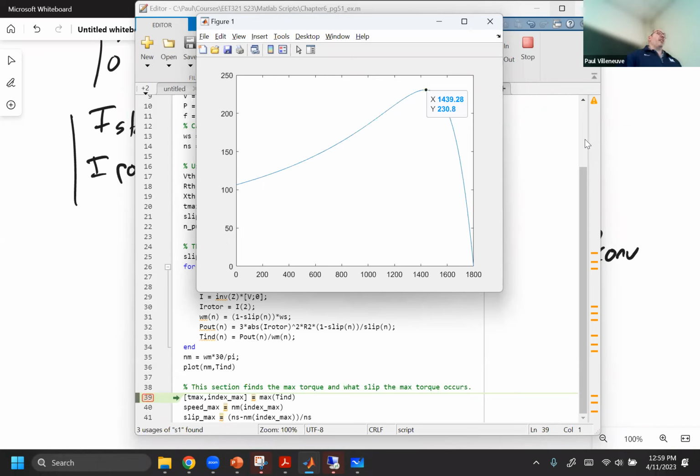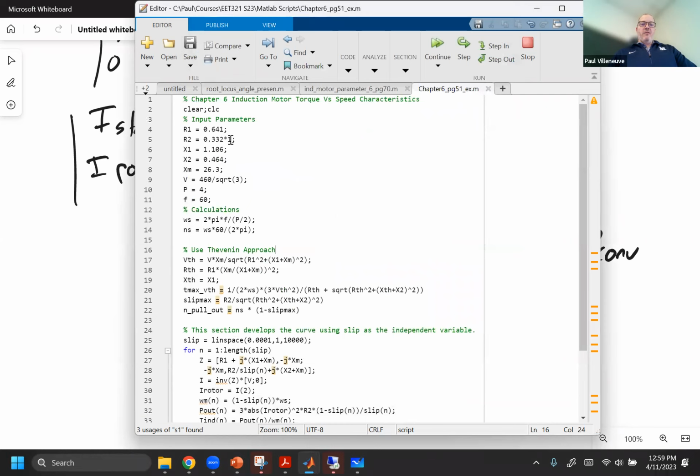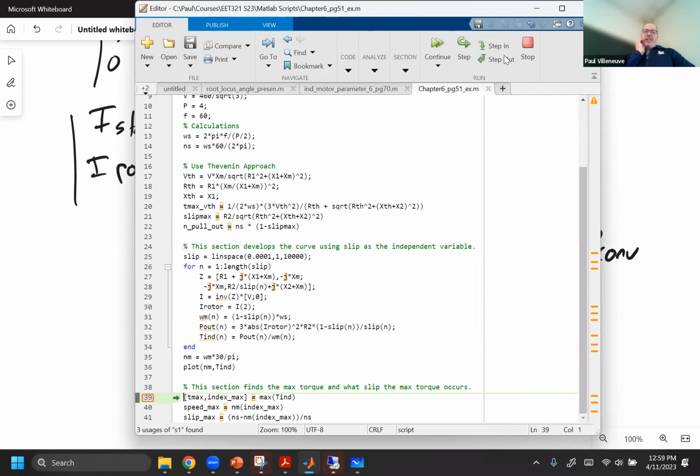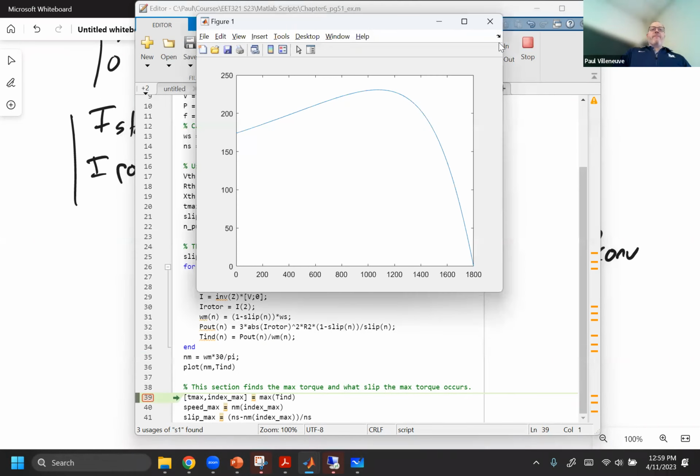And if you recall the speed, when R2 was just its nominal value, I think it's 0.641, you multiply that by 1, we get a pullout speed of 1444. We can see that it's actually a little less than that, 1429 or 1439. Okay, that's our curve. Now, let's go back in and change this to 2. And stop it and rerun it. It's going to take a little bit of time to bring up the curve. And there's my curve.